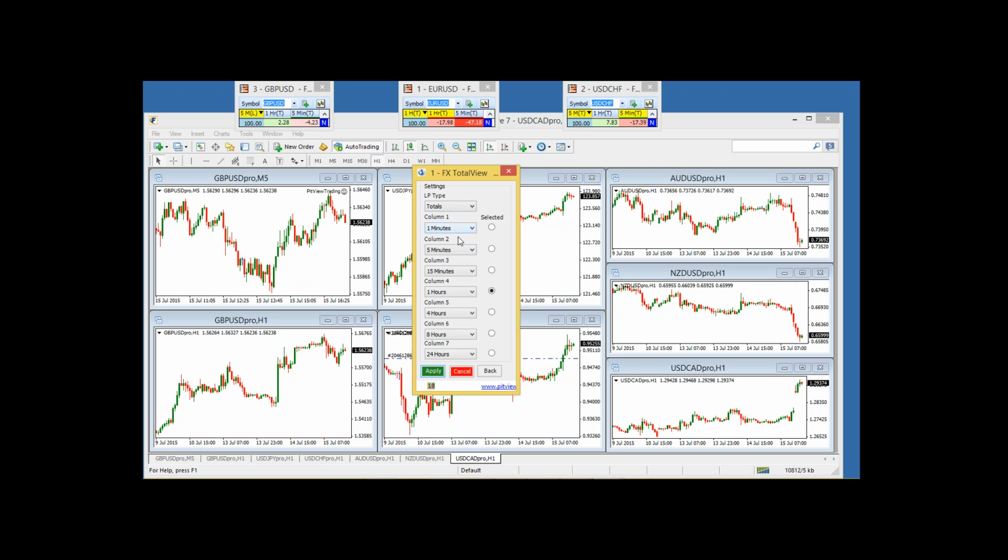And then from here, you just got to go change your columns. You can see I have column 1 at 1 minute, then 2 at 5 minutes, column 3 at 15 minutes, column 4 at an hour, 5 at 4 hours, 6 at 8 hours, and column 7 at 24 hours. The one that I generally use the most often is right down in here, the 24 hours, especially when swing trading on the longer term charts.